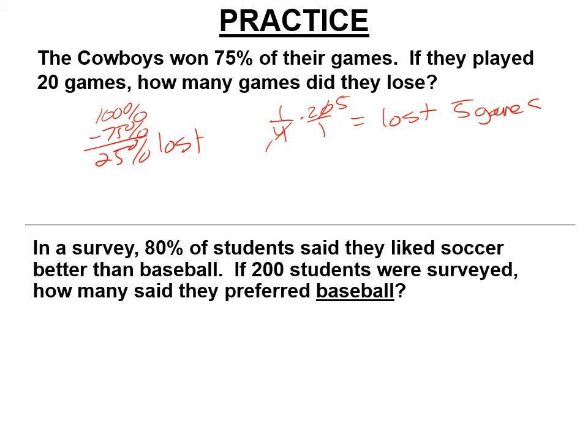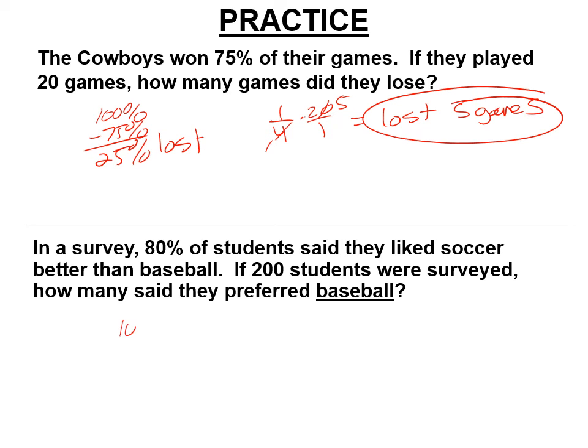I'm going to use the fraction method there. I think it's better. But yes, you could do 20 times 0.25. It would get the same answer. In a survey, 80% of students said they like soccer better than baseball. If 200 students were surveyed, how many said they preferred baseball?